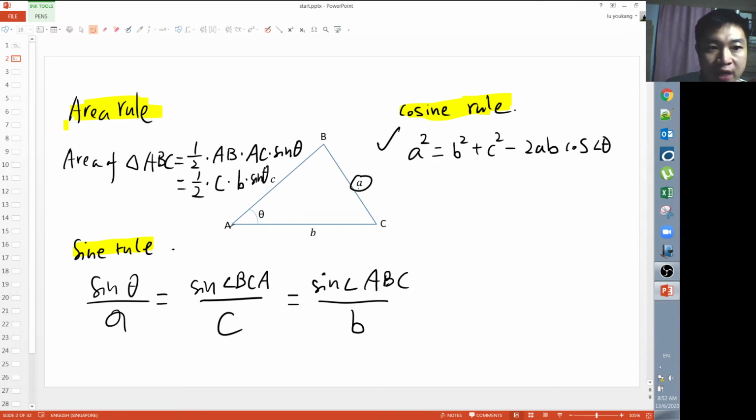Okay, so I have explained area rule and sine rule already. So now let me take this opportunity to explain to you your cosine rule. Cosine rule is very simple. So I can also erase this area rule here because I don't need it anymore.